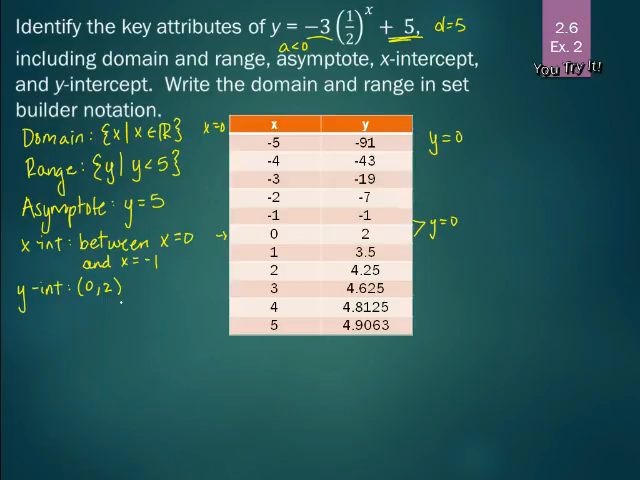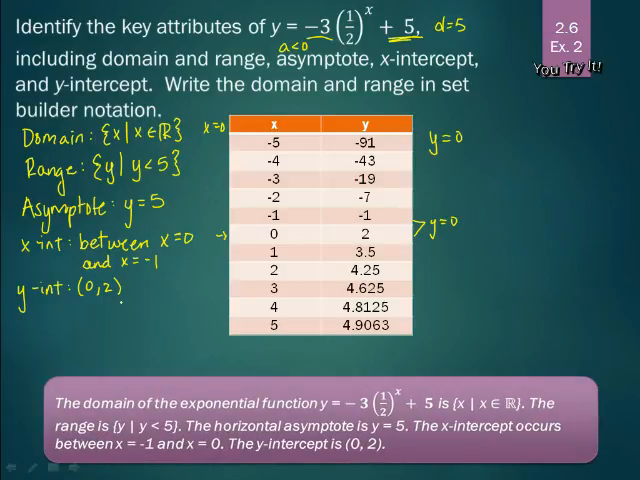So let's summarize our answers. The domain of the exponential function y equals negative 3 times 1/2 to the x plus 5 is the set of x's such that x is in the real number set. The range is the set of y's such that y is less than 5. The horizontal asymptote is y equals 5. The x-intercept occurs between x equals negative 1 and x equals 0. The y-intercept is 0, 2.